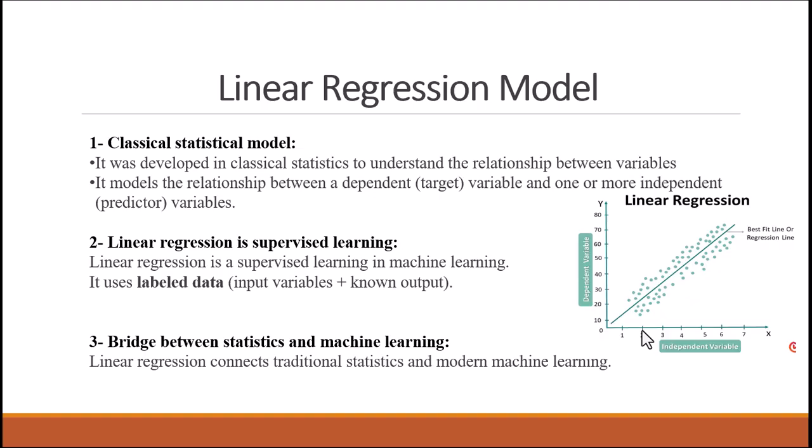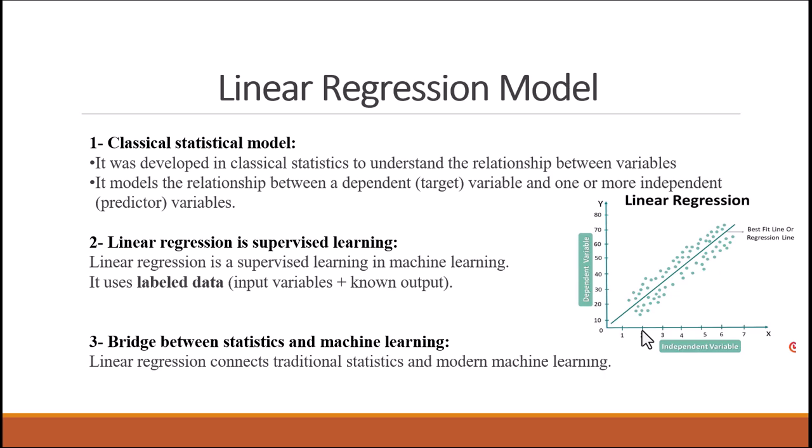First, the linear regression model is a classical statistical model that helps us to understand the relationship between variables. It just models the relationship between the dependent or target variable and the independent variables or predictors.